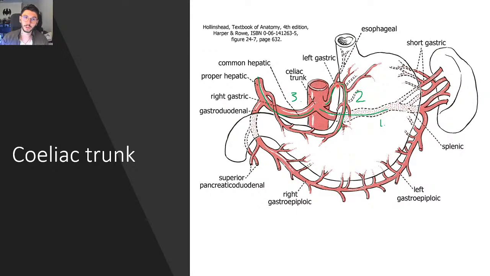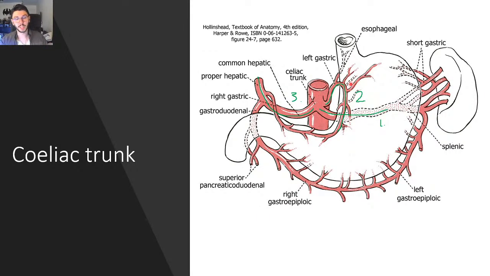Now, it also courses anteriorly, so it sort of goes along the lesser curvature of the stomach. So that's the lesser curvature, that's the greater curvature. So it goes along the lesser curvature of the stomach in an anastomosis with the right gastric artery. So there's that branch there, and this supplies the whole lesser curvature. And that's the left gastric, basically.